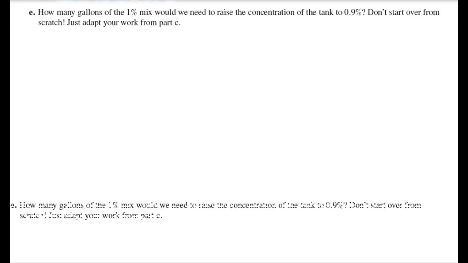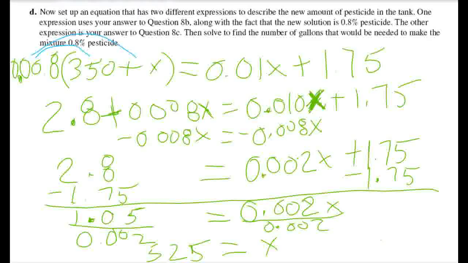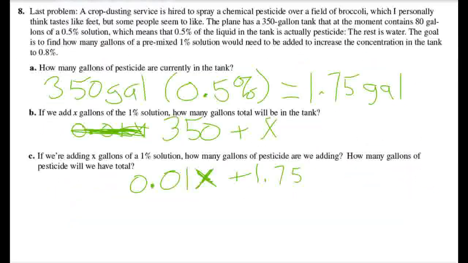Don't start over from scratch. Just adapt your work from part C. So take what you can from part C and figure out what you would do to change it to 0.9%. Okay. Once you do that, come back and we'll check your work.